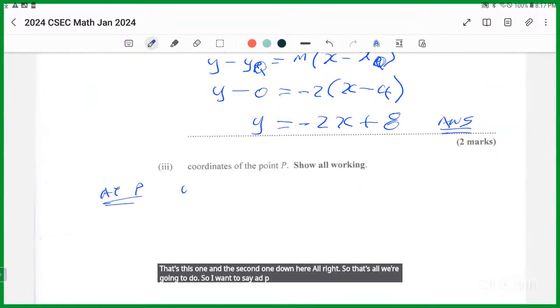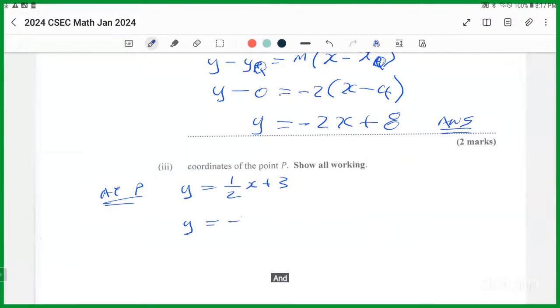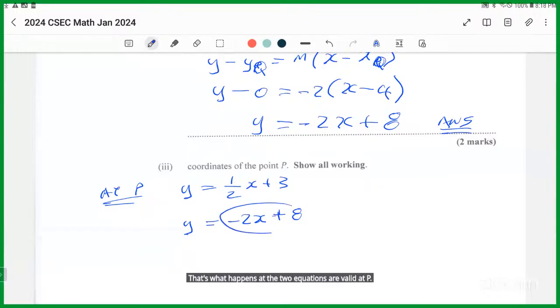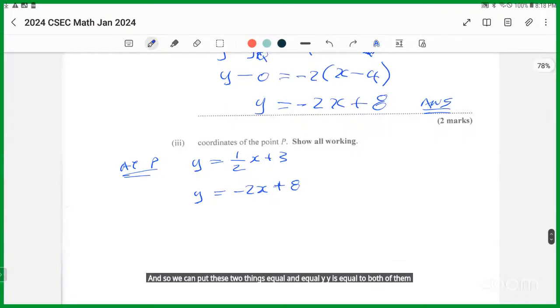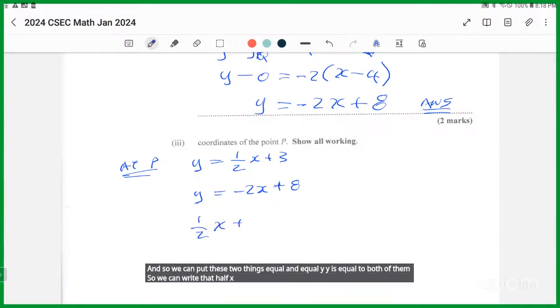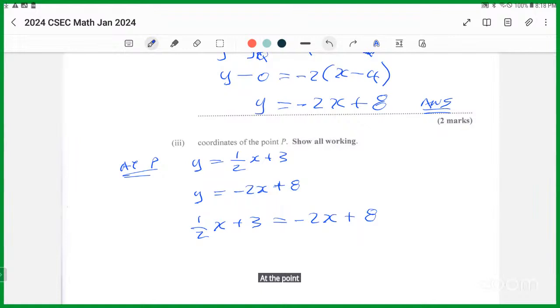So we're going to say at P, two equations are valid. y is equal to half x plus 3 on the first line and y is equal to minus 2x plus 8 on the second line. That's what happens at P. Two equations are valid at P. And so we can put these two things equal, because both of them equal y. y is equal to both of them. So we can write that half x plus 3 is equal to minus 2x plus 8, equating the two y values.